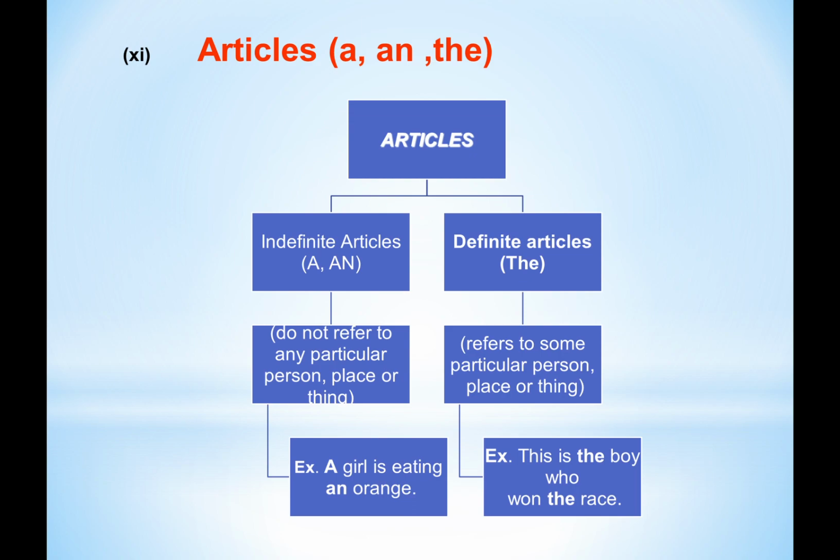Indefinite. This is the boy who won the race. This is the book which my father gave me. This is the book. Particular: my father gave me the book, and this is the book. Particular: my father gave me a pen, and this is the pen. So "the" is used only when we have already introduced a definite noun earlier.